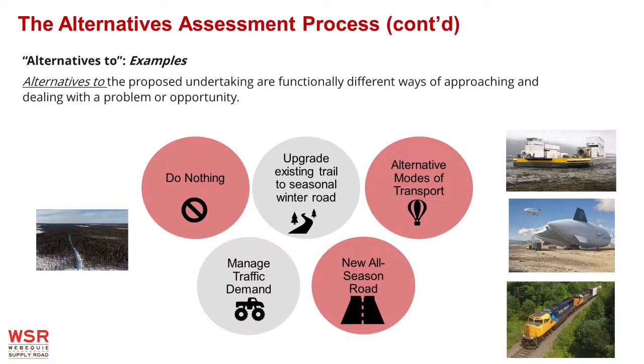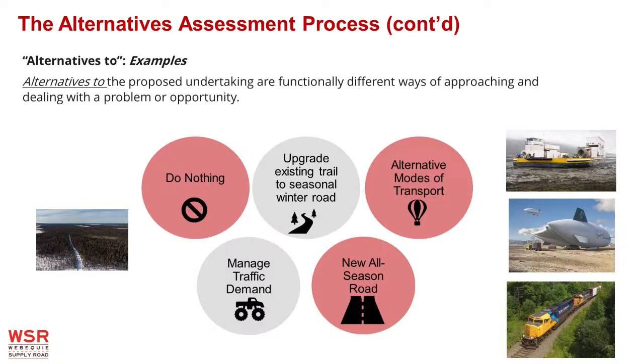So, in terms of alternatives to, again, alternatives to the proposed undertaking are functionally different ways of approaching and dealing with a problem or opportunity. So, in this case, we're looking at an all-season community road. You could do nothing, just leave things the way they are now, like a status quo. You could upgrade, if there were an existing trail between, for example, Webequay and McFalls Lake, that trail to a seasonal winter road as a partial solution.